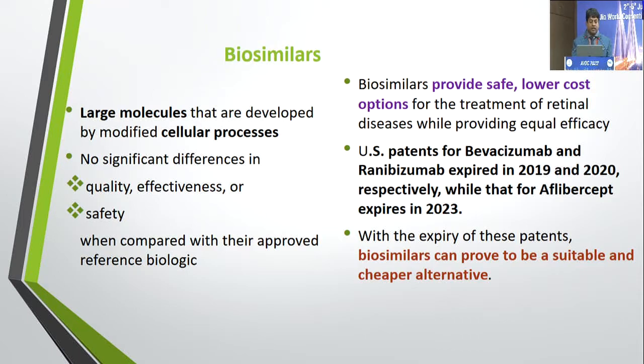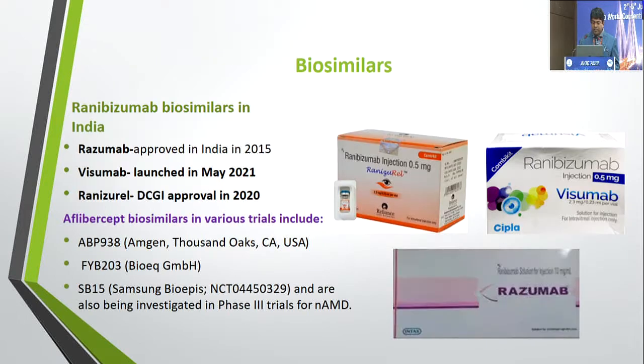So last but not the least, we have the biosimilars, which are large molecules that are developed by modified cellular processes. So they provide safe and lower cost options for the treatment of retinal diseases while providing equal efficacy. Some of the biosimilars available in India currently for ranibizumab are Razumab, Lupizumab, and Ranisural, and also aflibercept biosimilars are there in various trials.